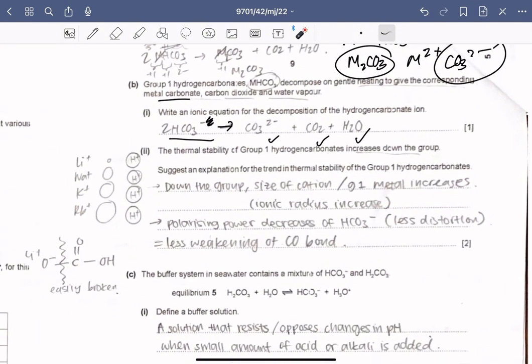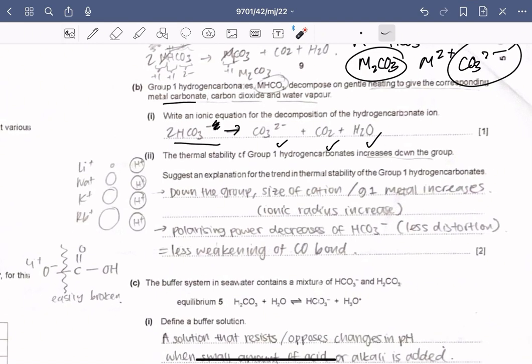Besides solubility of group 2 compounds, we also have a trend in group 1 hydrogen carbonates, which involves going down the group. The size of the cation, the group 1 metal, actually increases, and the H+ ionic size stays constant. The polarizing power decreases for HCO3 minus. Why does it decrease? Because in Li+, the polarizing power is actually like this.